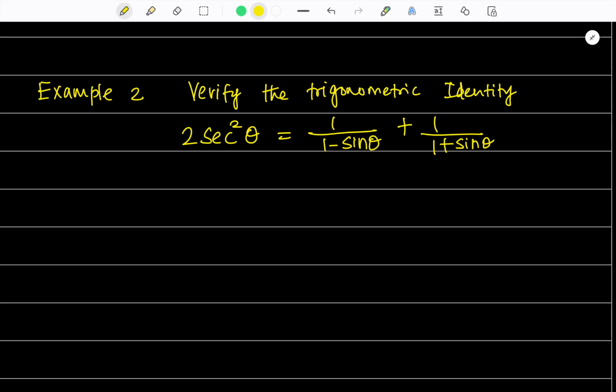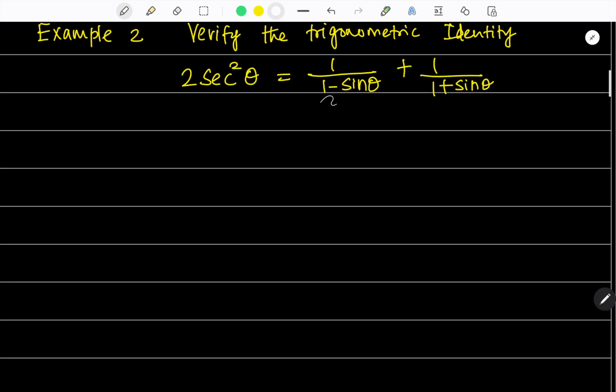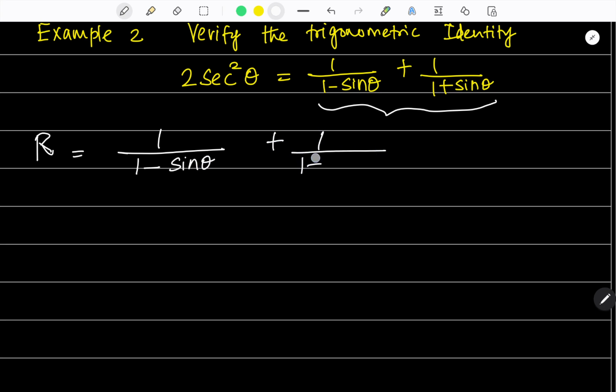Verify the trigonometric identity 2 secant square theta is equal to 1 divided by 1 minus sine theta plus 1 divided by 1 plus sine theta, right? So which is the bigger side? The bigger side is the right hand side. So I'm going to take the right hand side. What is the right hand side? 1 divided by 1 minus sine theta plus 1 divided by 1 plus sine theta. I need to bring the answer 2 secant square theta, right?